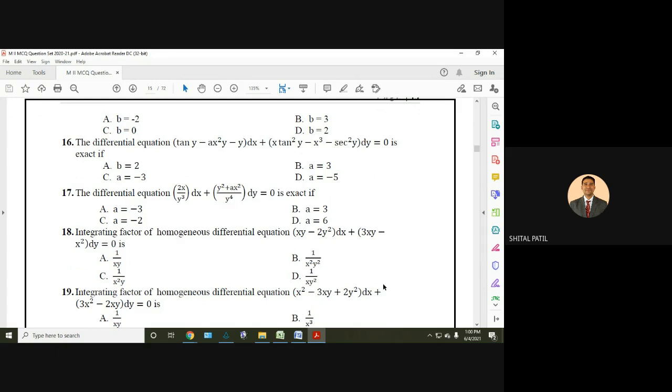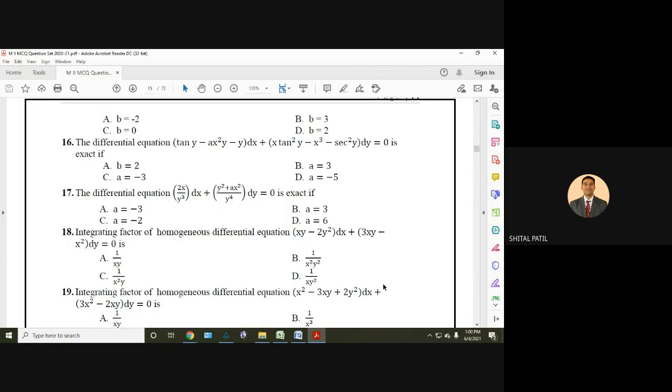Example number 19. Integrating factor of. Everywhere it is written homogeneous. Remove that word. Many of the differential equations are not homogeneous but written as homogeneous differential equation. So printing mistake is there. Solve example number 19.